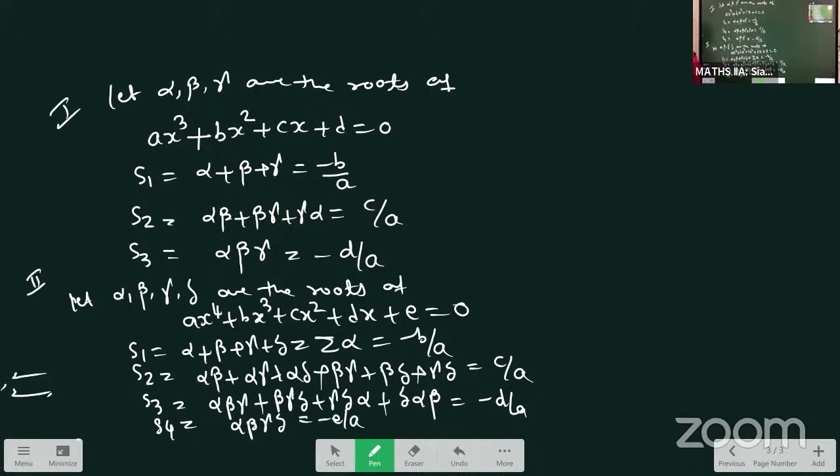Minus e by a. Based on this formula, we will solve any kind of question. If it is a cubic equation, you have to go for S1, S2, S3. And if it is a biquadratic equation, you have to go for S1, S2, S3, S4. If we have a fifth degree or sixth degree equation, then the procedure is different. When it comes, we will go for that.